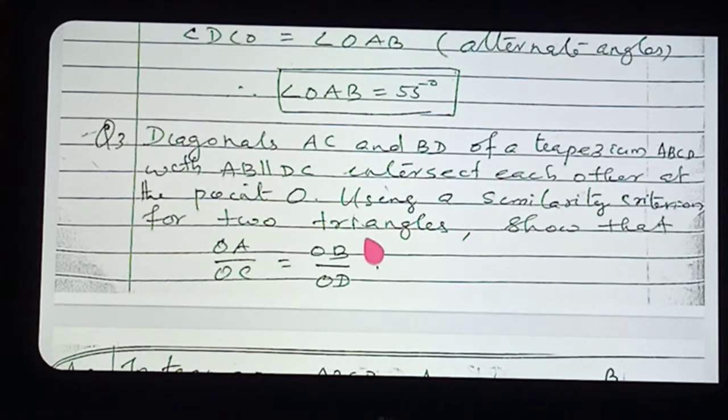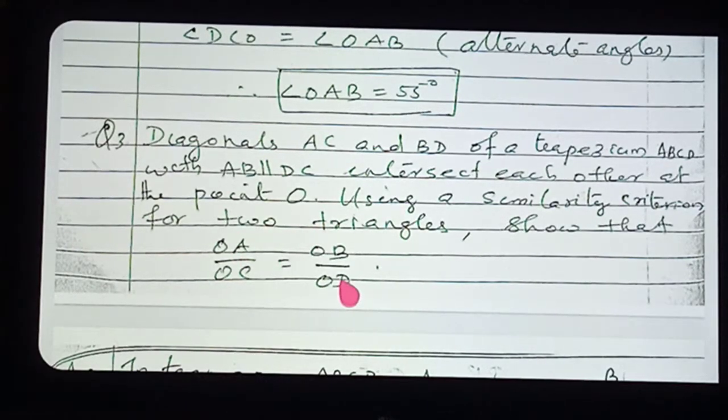Whenever we are doing this type of rider, first of all you keep in mind what you want to prove, because in one rider itself we can turn the sums in different ways. So first you keep in mind what you want to prove. Okay. So what do you want to prove? OA by OC is equal to OB by OD.